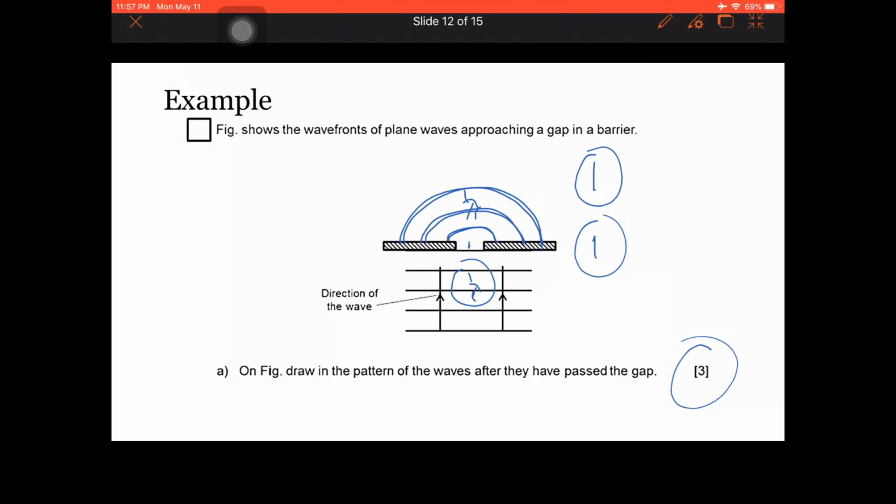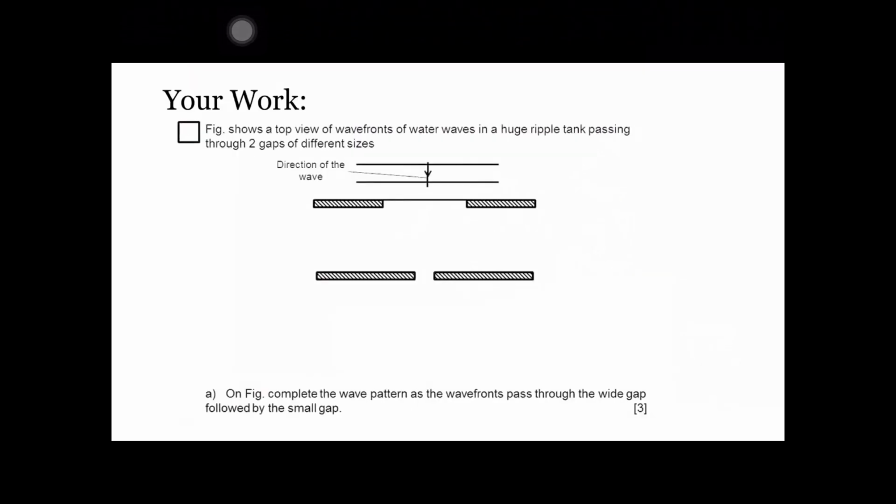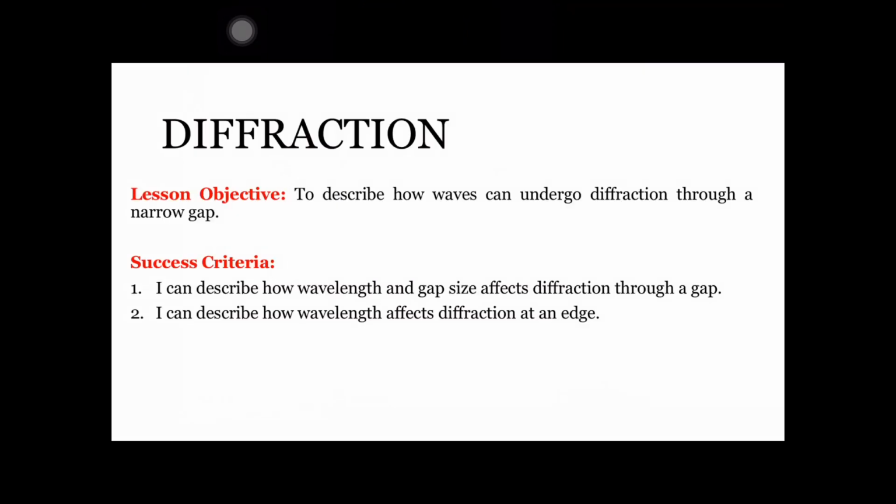Now you're already familiar that the second question will be your work. You're going to write the answer in your notebooks, and you have to draw completely, and this is also 3 marks. So what have we learned today? We learned to describe how wavelength and gap size affect diffraction through a gap, and we described how wavelength affects diffraction at an edge.